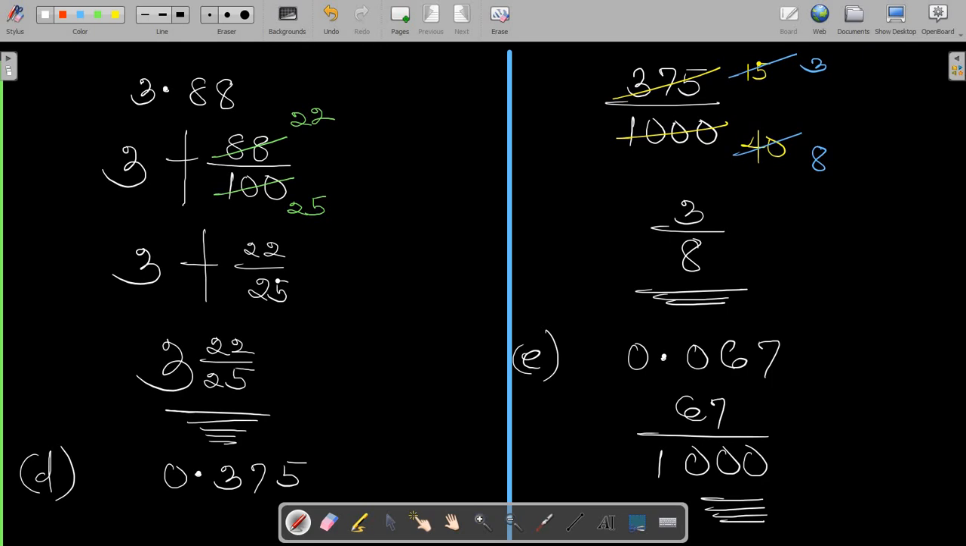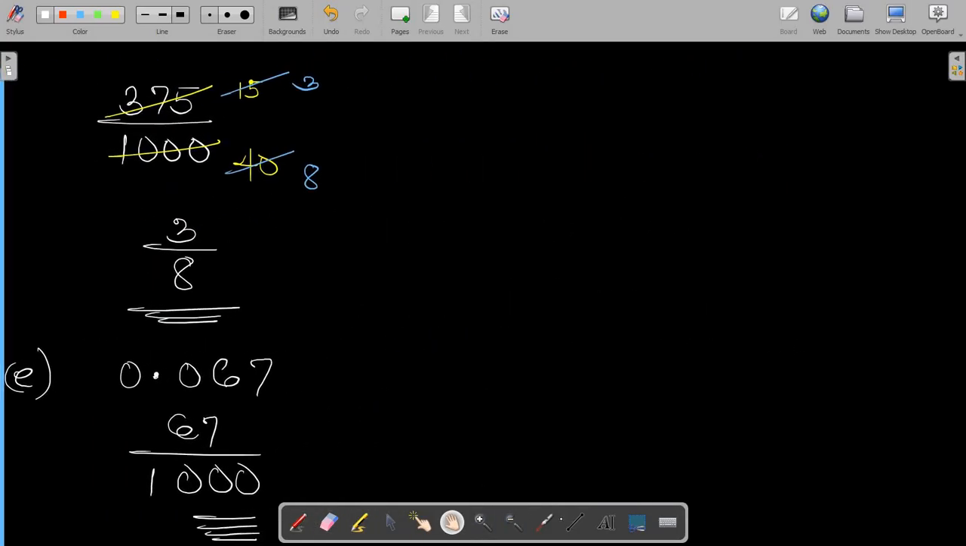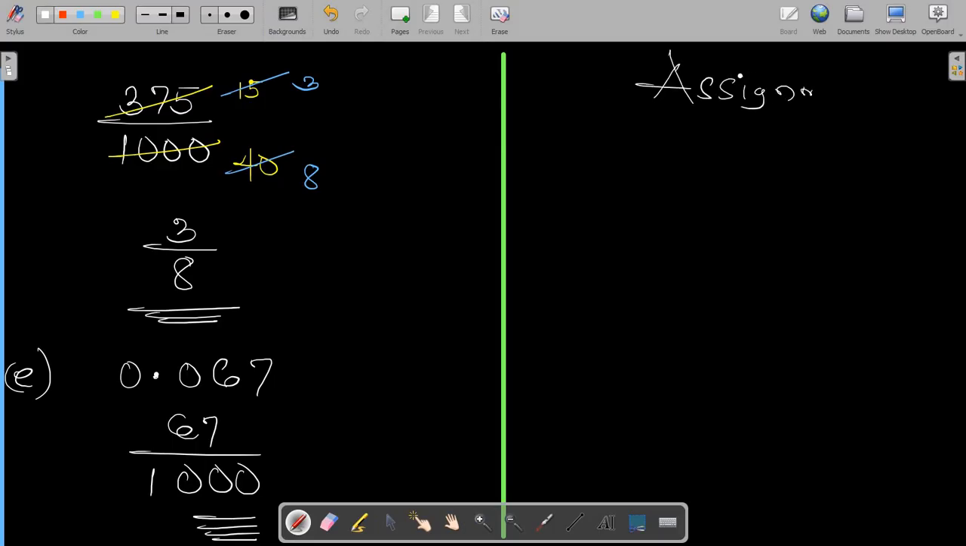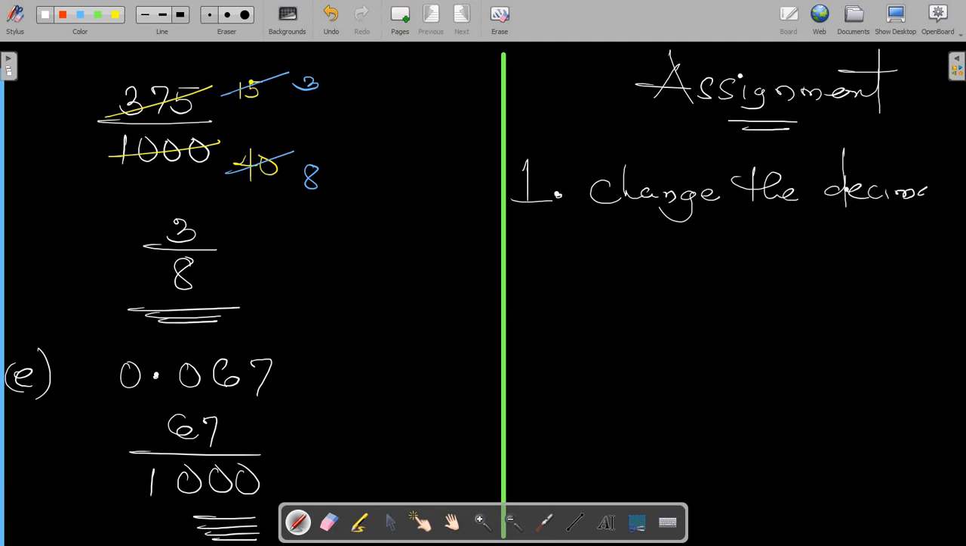So we have come to the end of today's class. Now please, let's go into the assignment for this class. Let me write out the assignment. Please make sure you solve and send your answers to me in the comment section. Assignment: change the decimals into fractions.